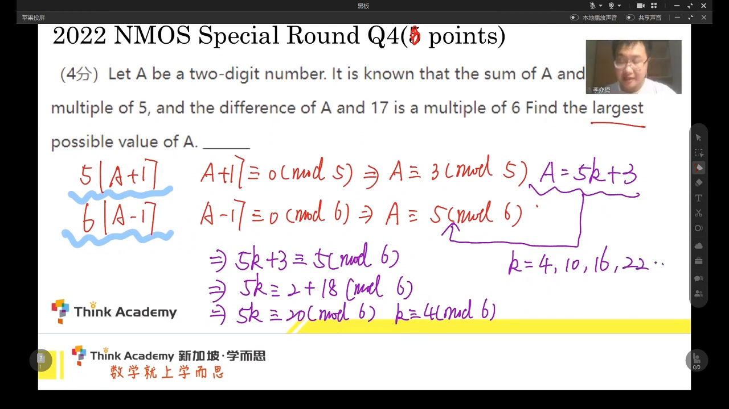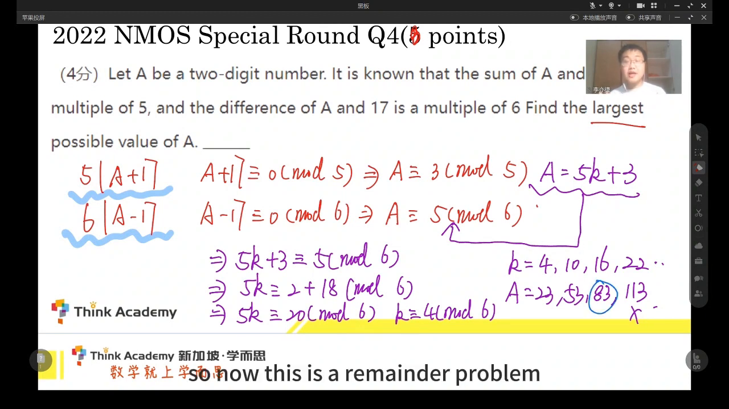And then use 5K plus 3, we get the value of A, right? So it can be 23, 53, 83, or 113, which is absolutely not a 2-digit number. So we get all the possible values of A, and from them, the largest one is 83.